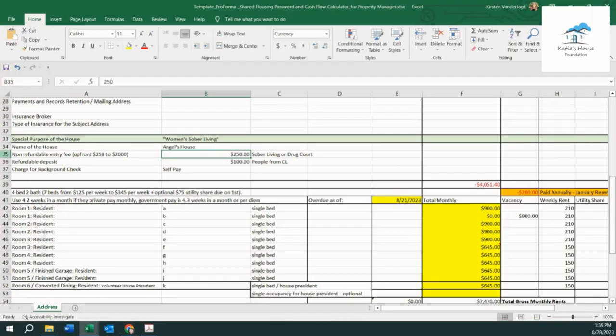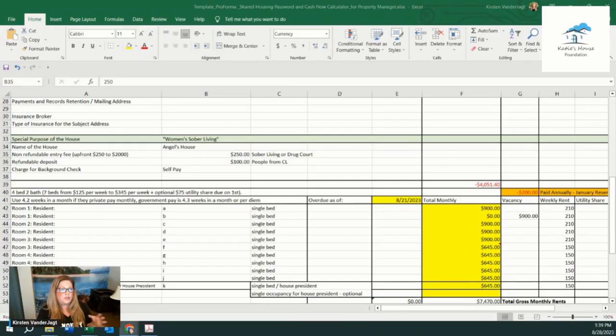On line number 35, you're going to want to consider if you're going to charge a non-refundable entry fee. Sometimes you might have linens for each person or other types of expenses that, when someone comes in, you charge a one-time upfront non-refundable fee. This is typical in sober living. That is private pay. And so what will happen is that, and I'm going to put myself back on the screen here.